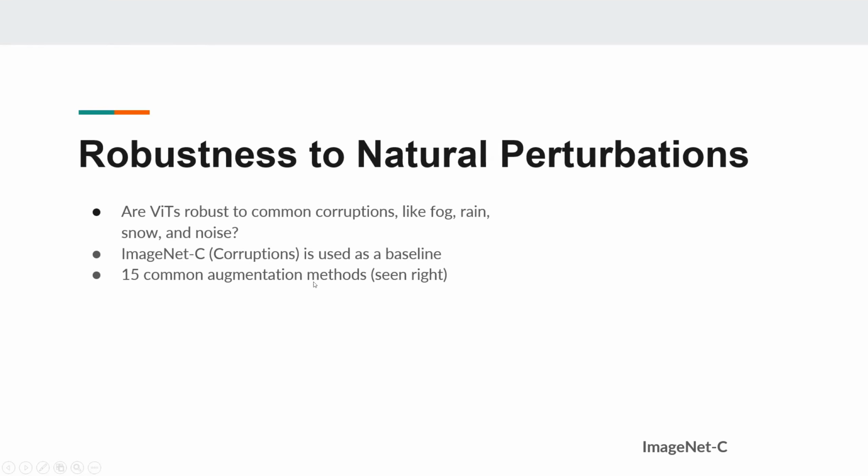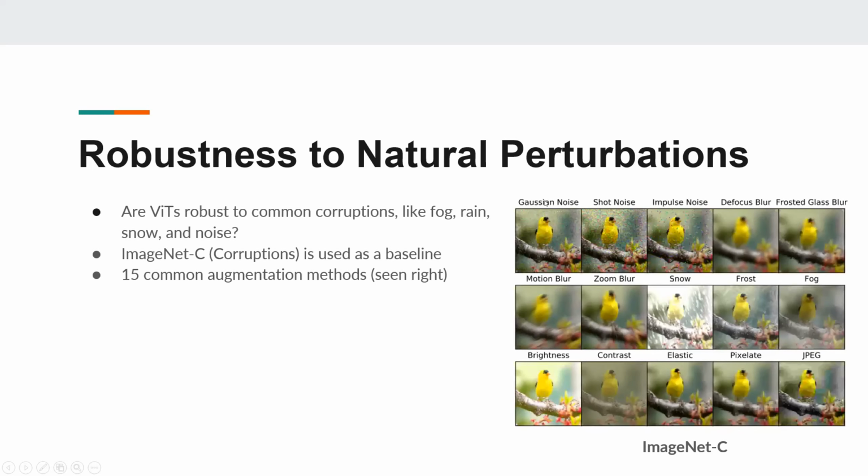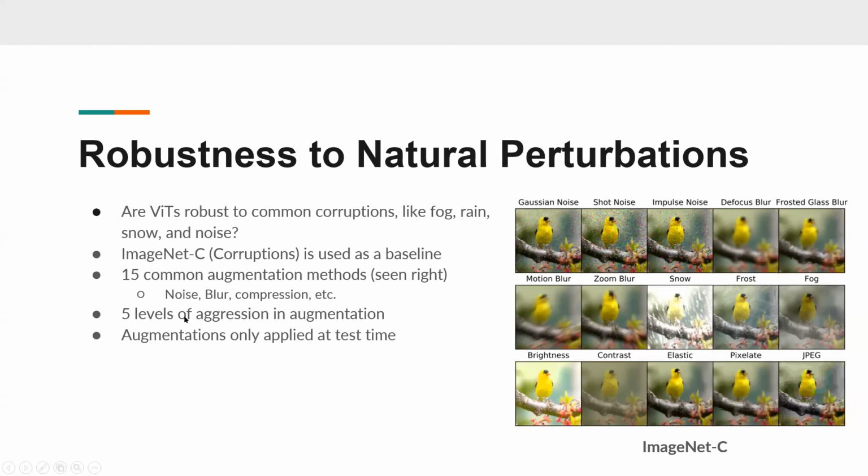There were 15 common augmentation methods, seen on the right here, including noise methods, blur, snow, frost, fog, brightness, and other various types of data augmentation methods. There were 5 levels of aggression used for this type of augmentation, which I'll explain in a minute. These were all hand selected values for how aggressive each operation was. And these augmentations are only applied at test time. So it's testing how well the model performs under all these conditions without these augmentations in the training set.